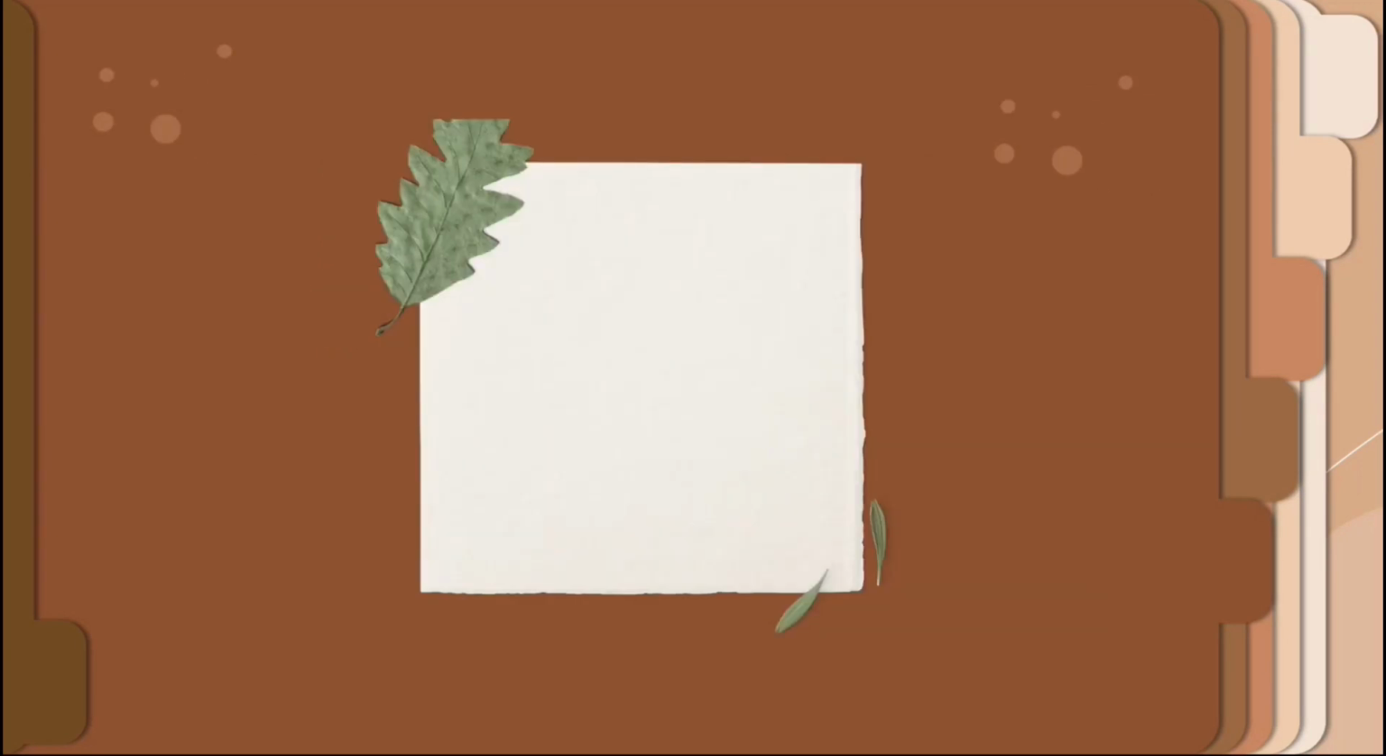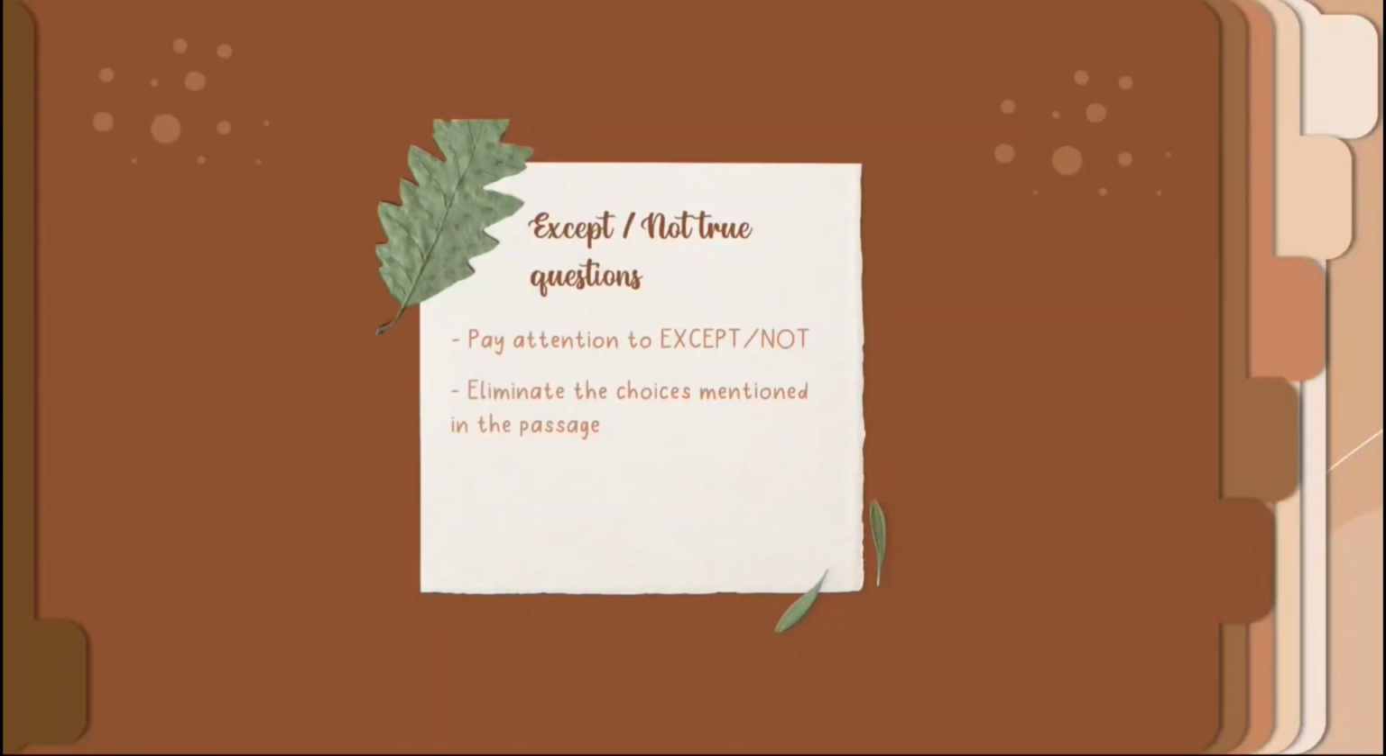The next type of reading questions is the "except" or "not true" questions. They are somewhat similar to supporting ideas, but with the opposite approach. The first tip for answering this type of question is to pay attention to the word "except" or "not." The second tip is to eliminate the choices mentioned in the passage. And the last tip is to use the ticks, the X's, and yellow strategy, but this time only one choice should have an X.